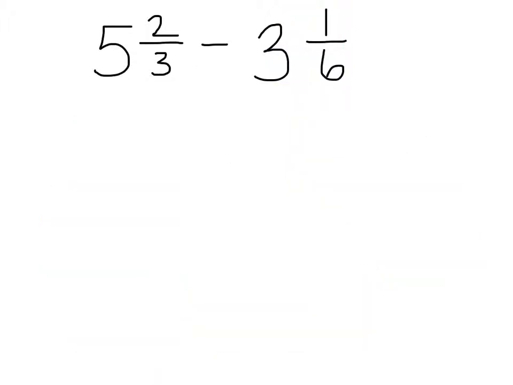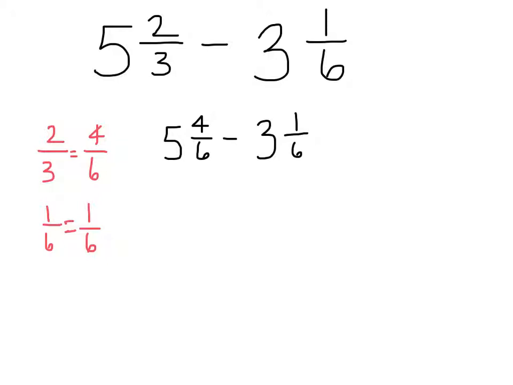The first thing that I notice here is that my two fractional parts do not have the same denominator. So I'm going to go ahead and find my least common denominator for both of those, and that number, of course, will be 6. So I went ahead and did that, and you can see I've now changed them so that they have the same denominator. So I have 5 4/6 and 3 1/6.